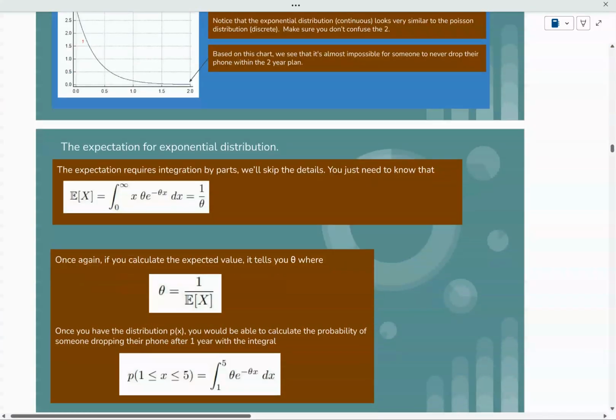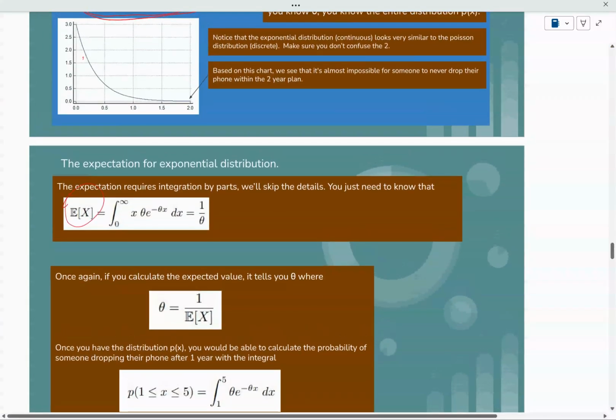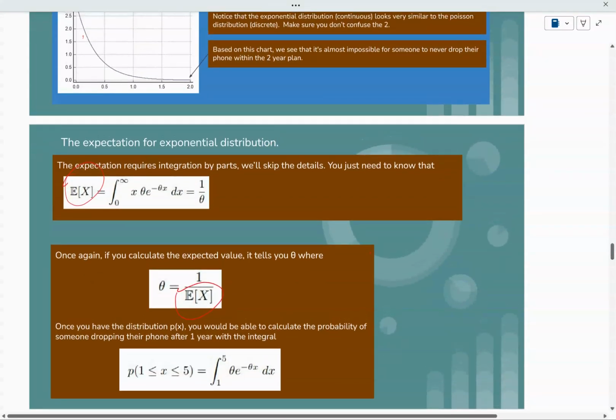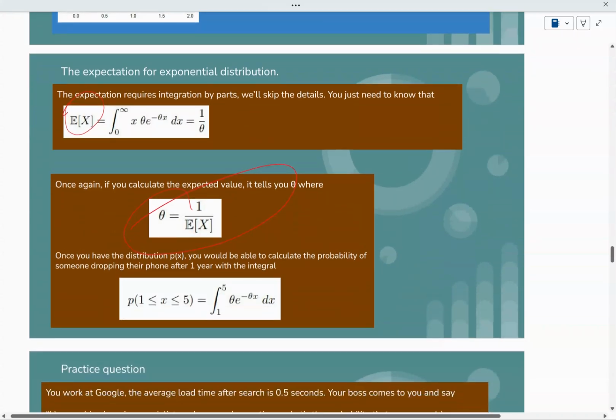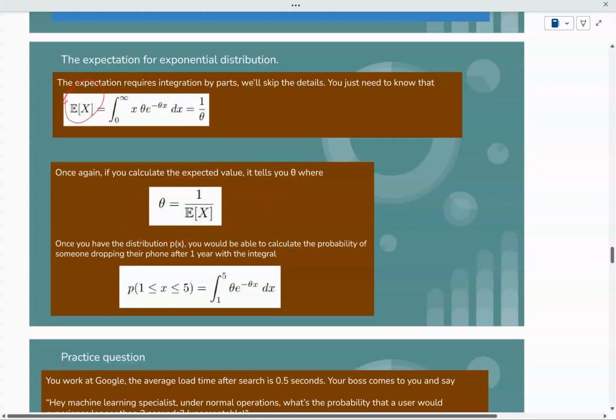And it turns out that if you find the expectation of this distribution, it's 1 over theta. So with Poisson, it was theta, but with exponential, it's 1 over theta, implying that if you know the average occurrence, and you take 1 over the average occurrence, that will give you theta. So for exponential distribution, that's how you do it. And once you have the distribution, then you want to find certain probabilities. You need to take the integral to find the probability.